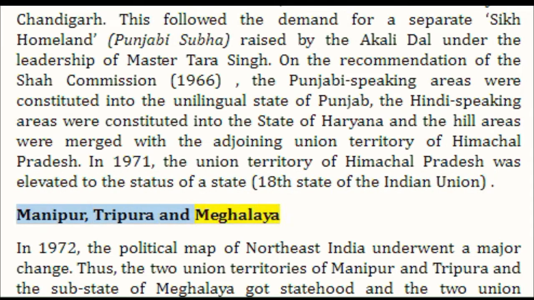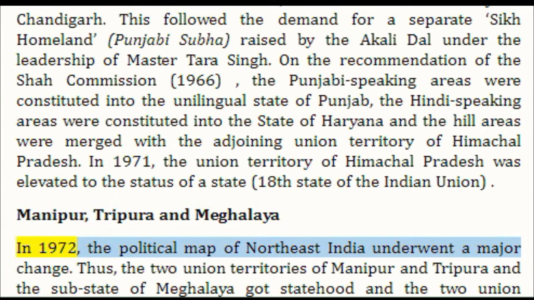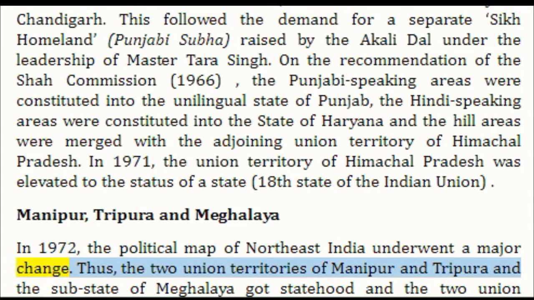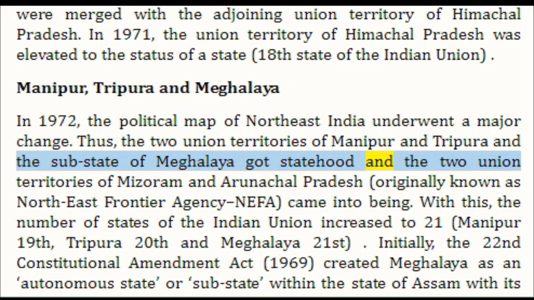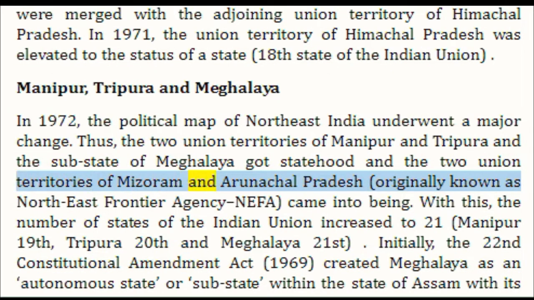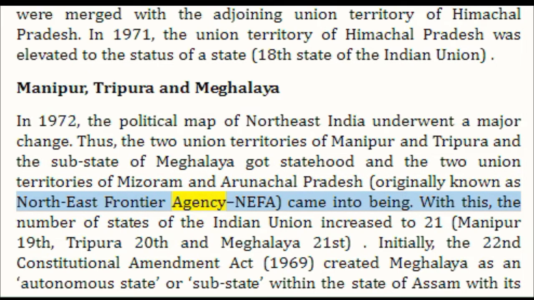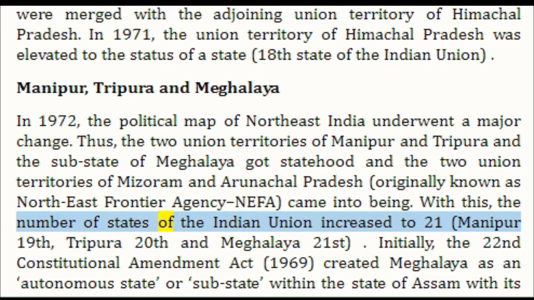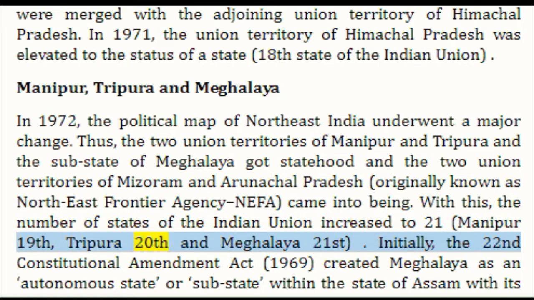Manipur, Tripura and Meghalaya. In 1972, the political map of northeast India underwent a major change. Thus, the two union territories of Manipur and Tripura and the substate of Meghalaya got statehood, and the two union territories of Mizoram and Arunachal Pradesh, originally known as Northeast Frontier Agency, NEFA, came into being. With this, the number of states of the Indian Union increased to 21, Manipur 19th, Tripura 20th and Meghalaya 21st.